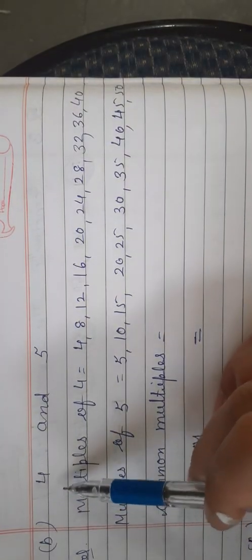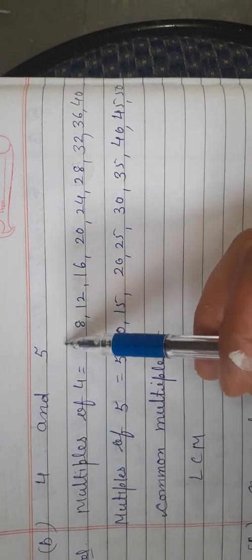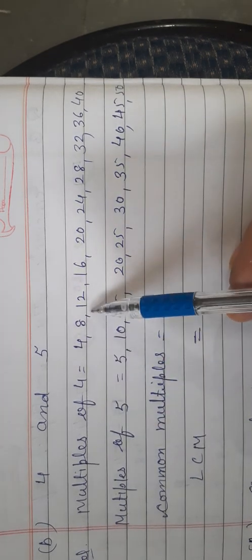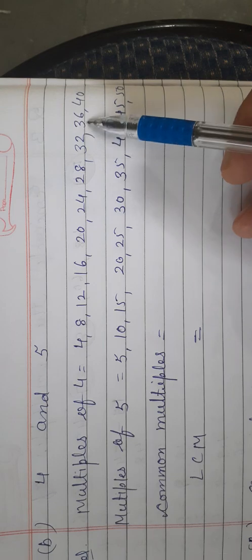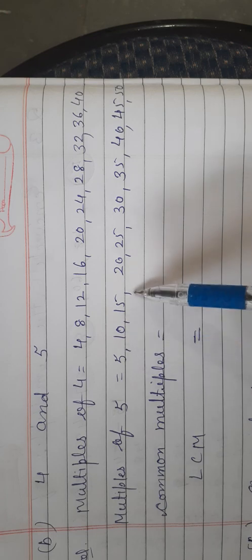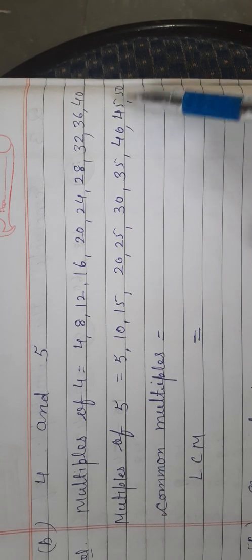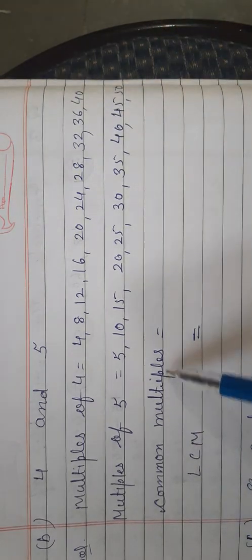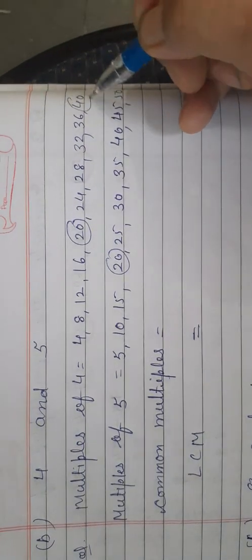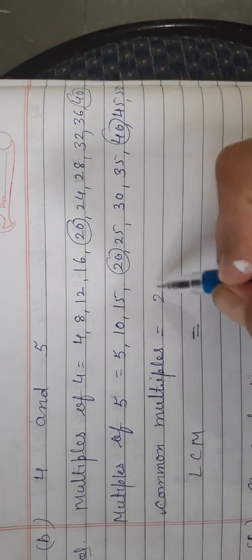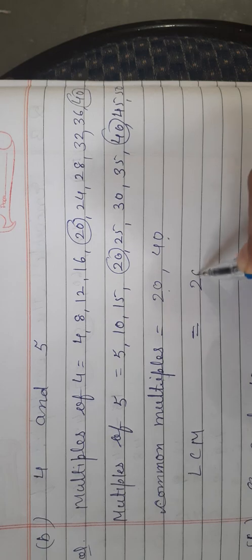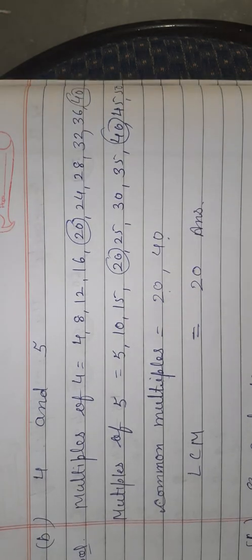Now B is find the common multiples of 4 and 5. So first we find the multiples. 10 multiples of 4 is 4, 8, 12, 16, 20, 24, 28, 32, 36 and 40. Now multiples of 5 are 5, 10, 15, 20, 25, 30, 35, 40, 45 and 50. Let us find the common multiple. The common multiples of 4 and 5 are 20 and 40. So 20 is smaller than 40. So LCM is 20.